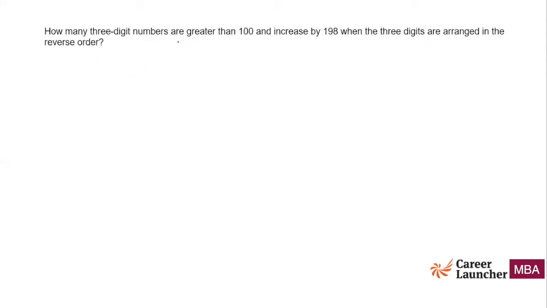So how many 3-digit numbers are greater than 100 and increase by 198 when the 3 digits are arranged in the reverse order? The standard way of writing a 3-digit number is 100A plus 10B plus C. And when we add 198 to it, the digits reverse. We will remember that A is our hundreds place digit.